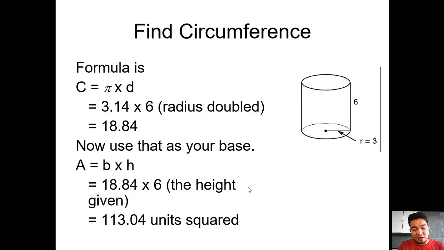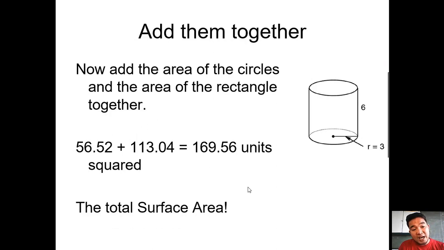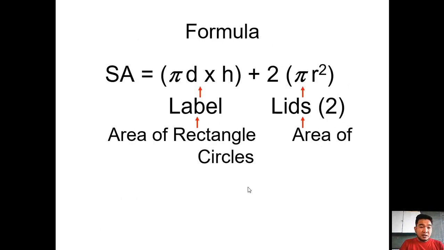That is the side of our cylinder. There is only one of it. Now, we add the area of the two circles plus the area of our rectangle to get the surface area. So the total surface area is 169.56. Here is now the surface area formula for the cylinder. Surface area is equal to pi d times height plus 2 times the quantity of pi r squared.